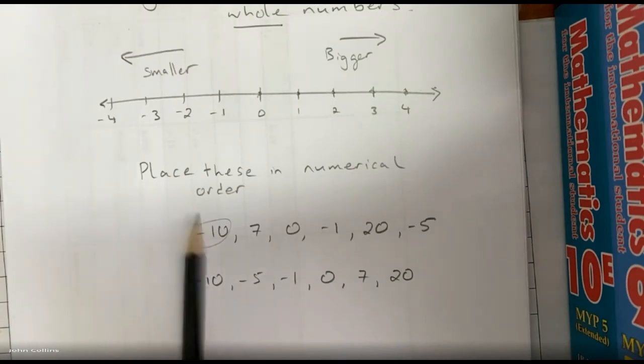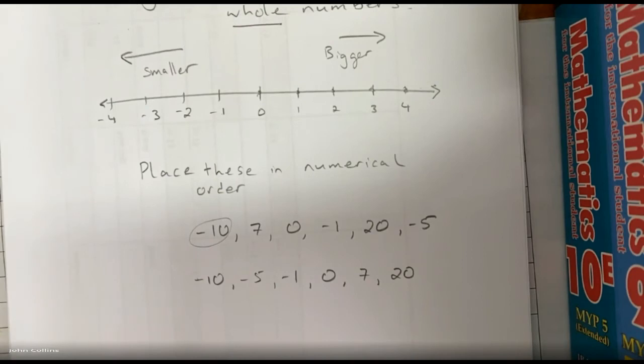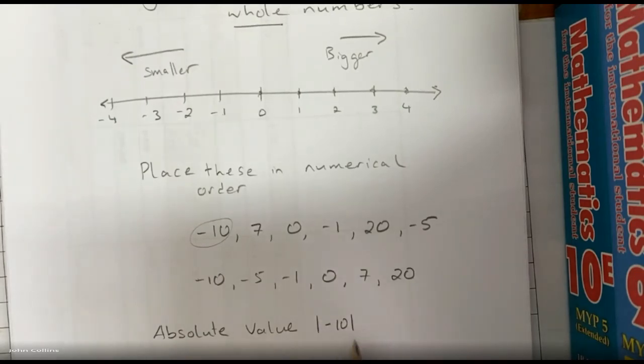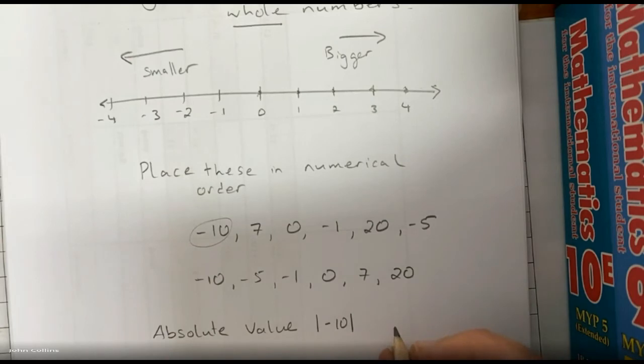Because that's its distance from 0, which is 10. It's like if you owe someone $10, the value of it is still 10. And that's something called the absolute value. Put in your notes, the absolute value of something, its symbol is these two straight lines. I don't know if you've ever seen that before. The absolute value of 10 is 10.